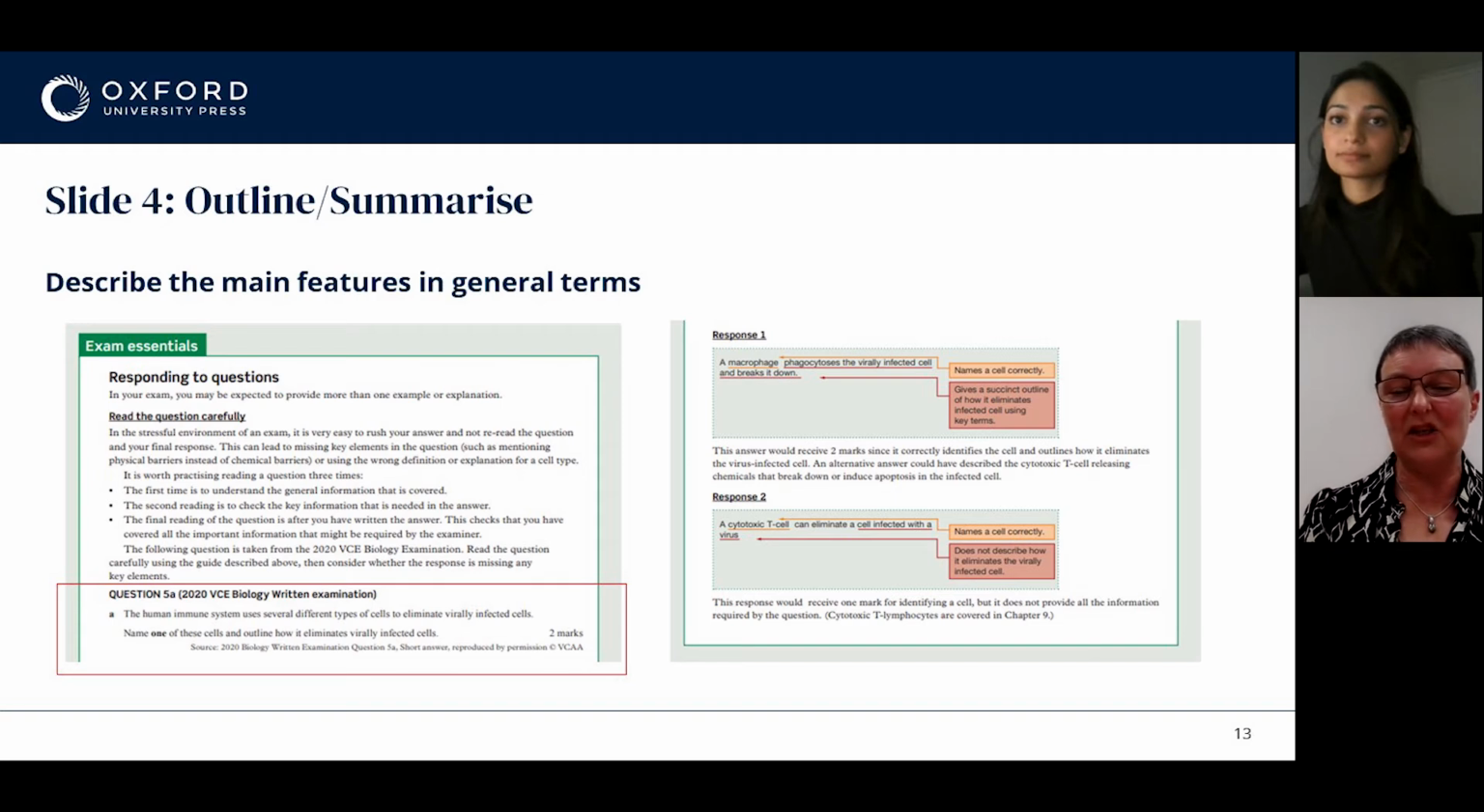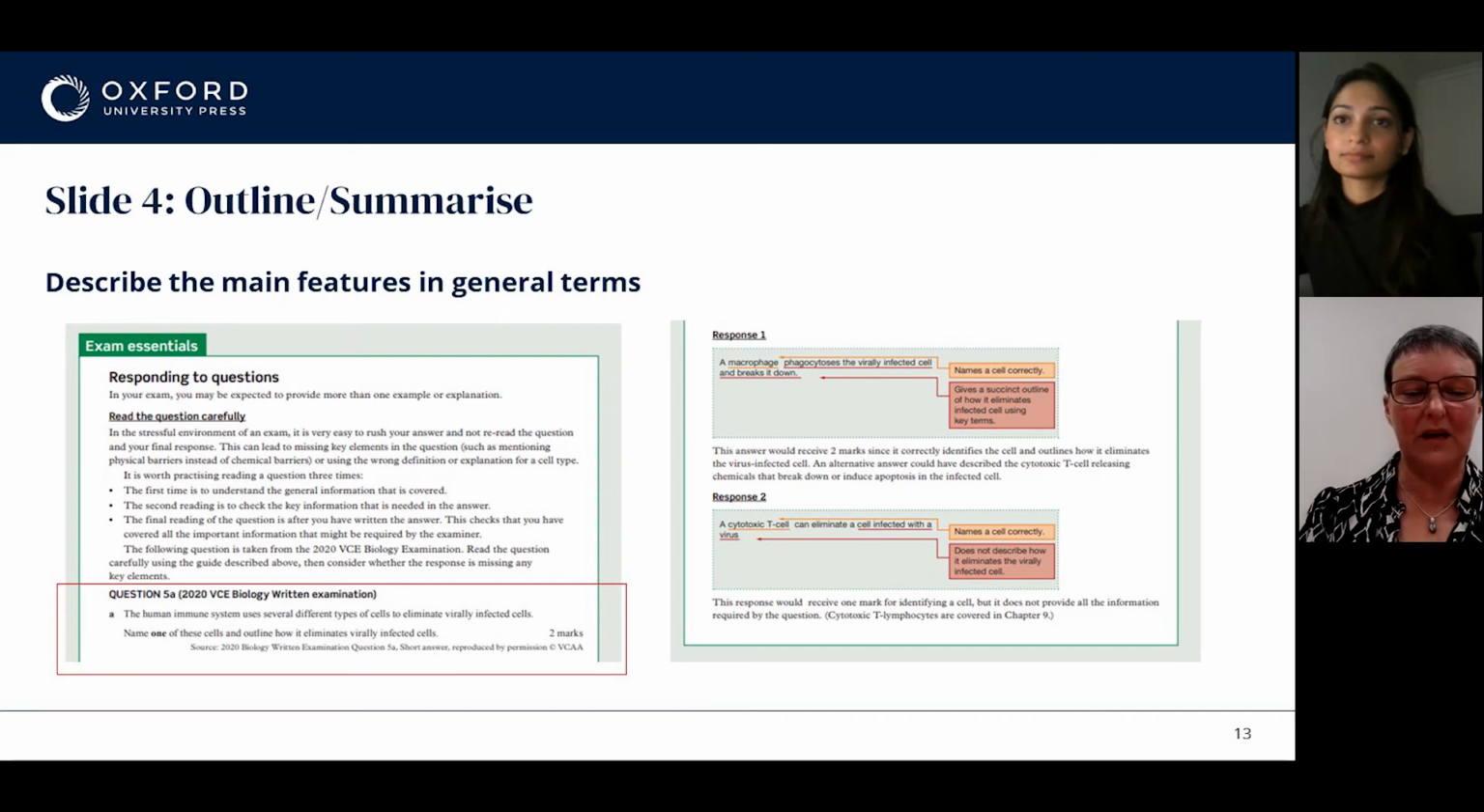Now, outline means just the key terms. And to do this, students need to break it down into what's important and make sure they include all of them. And that's where you can see something like this is only worth 2 marks because 1 is for the naming and 1 is for outlining how it works. So the how in there is really important. So not just what it does, but how it does it.